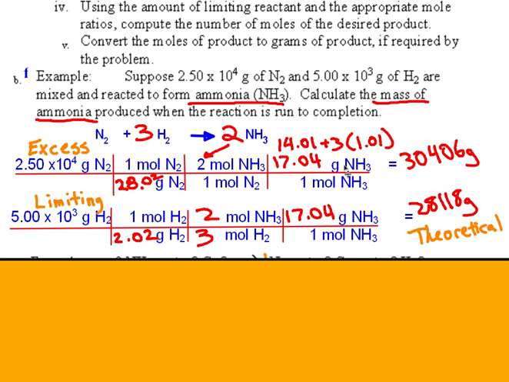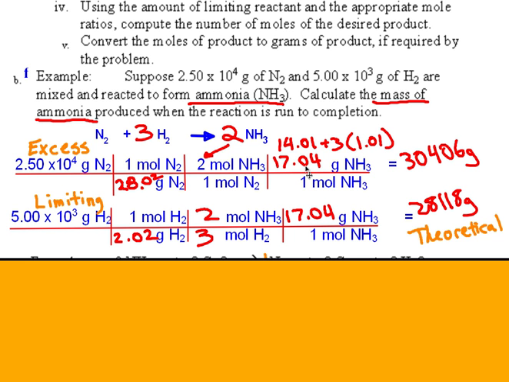Where did I get the 17.04 and the 28.02? Well, anytime we have 1 mole, that's represented by the molar mass on the periodic table. So this is the mass of N2 on the periodic table. And this 17.04 is the 14 grams of nitrogen and the 3 hydrogens that are in that molecule. So that's the molar mass of NH3, ammonia.